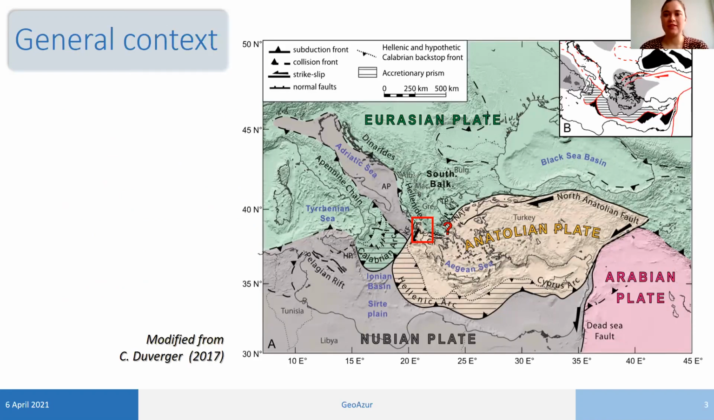So about the general context, we are in Greece, here in the red square, between different large-scale structures. The North Anatolian Fault, with strike-slip right lateral motion, which is responsible at its west end for extensional diffuse movement. The subduction zone here between the Nubian plate and the Anatolian plate, which is associated with the Hellenic arc just here. This subduction zone rotates in Western Greece into a more complex strike-slip structure. Here is the Kefalonia Fault, which marks the southeast limit of the Eurasian plate in this region.